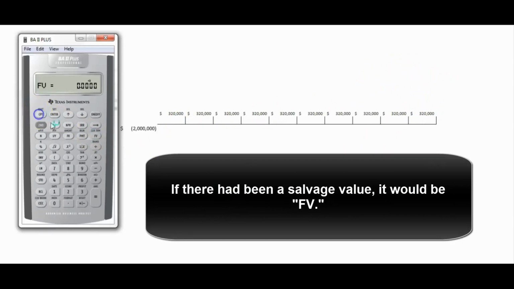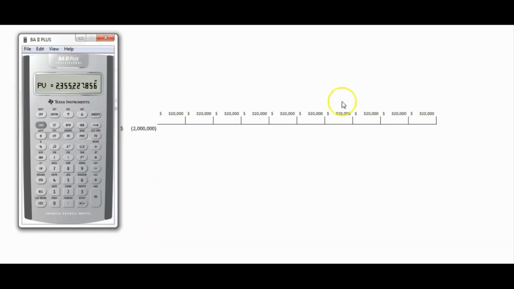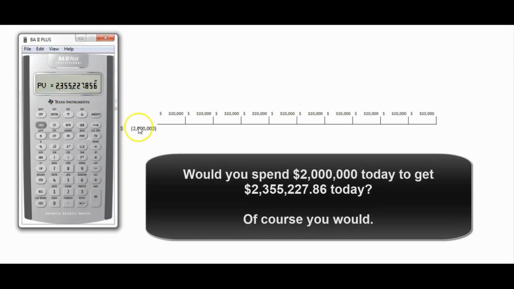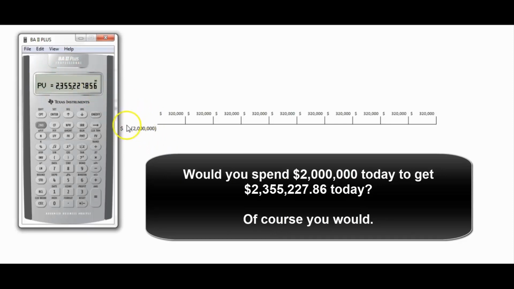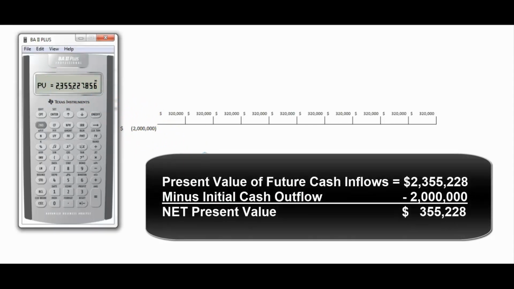So we'll hit compute PV, and sure enough, these cash flows in the future are worth $2,355,000 today. So we have a net present value of this minus this, or $355,227. So we're going to do that project. These future cash flows are worth more than what we have to spend to get them.